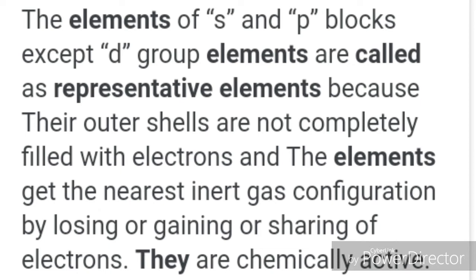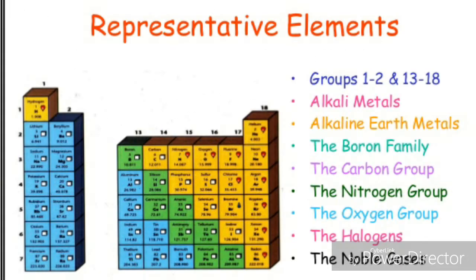Students, when we look at the 6 groups present in P block, group 13 is called the boron family, group 14 the carbon family, group 15 the nitrogen family, group 16 the oxygen family, also called the chalcogen family, group 17 the halogens, and group 18 the noble gases or inert gases. You can see the representation here. S and P block are together called representative elements, and they are shown here.